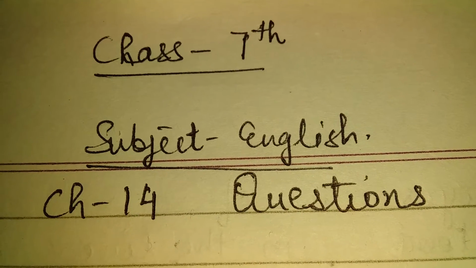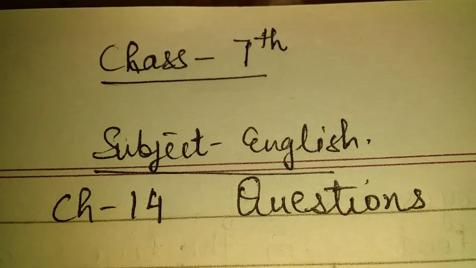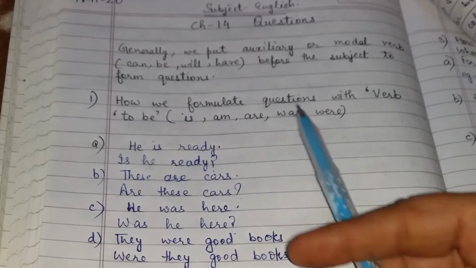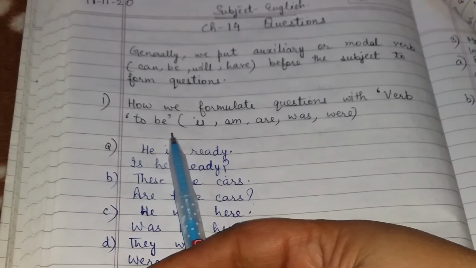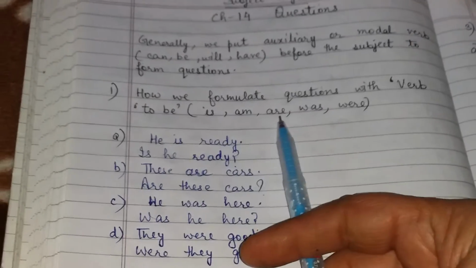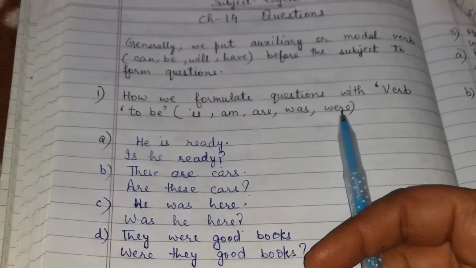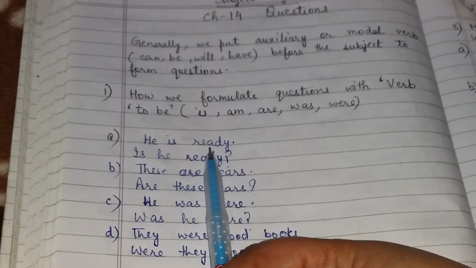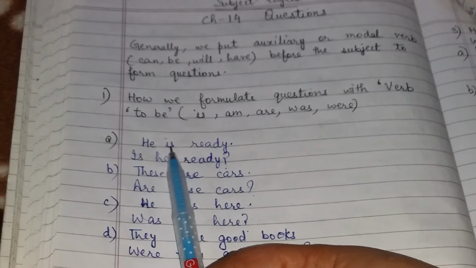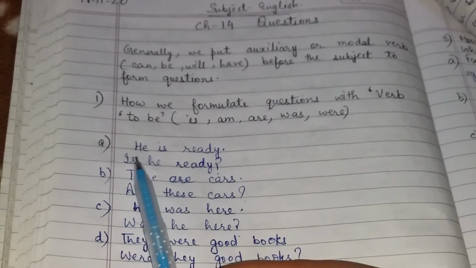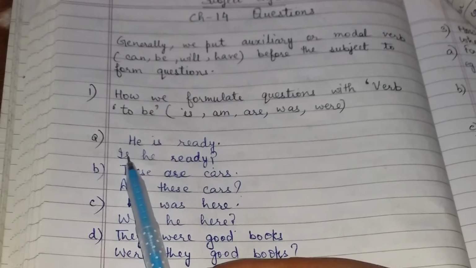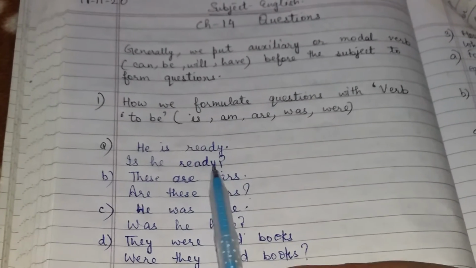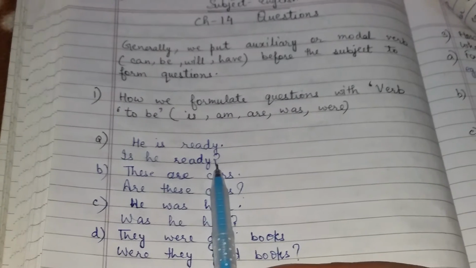Today I am going to review chapter 14 from the grammar book, that is questions. Let's start with how we formulate questions with the verb to be, that is, am, are, was and were. So let's take the first example. He is ready. Here we have to put the auxiliary verb is in the beginning of the sentence, or we can say before the subject. So it becomes: Is he ready? And then at the end of the sentence there will be a question mark.